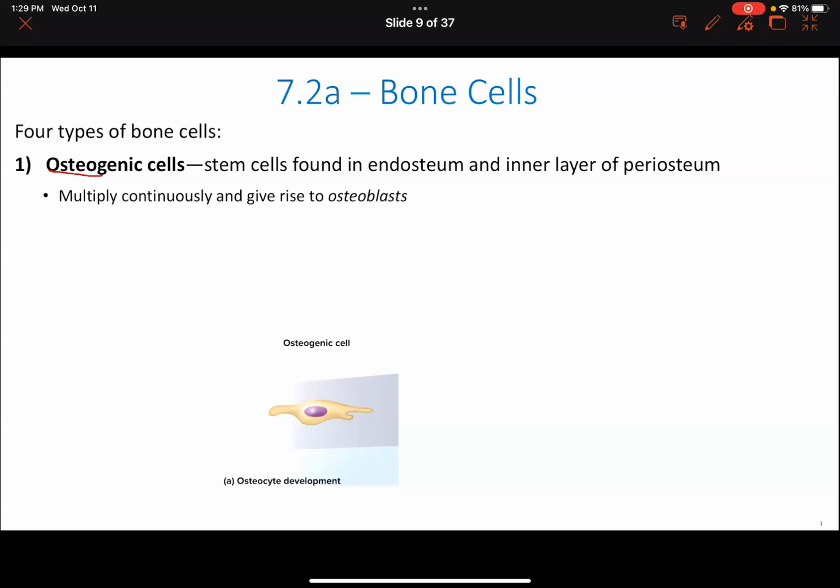So these stem cells, because they're stem cells, are going to give rise to the osteoblasts. They multiply continuously and give rise to osteoblasts, which is what stem cells do. They're going to be the progenitor cells for all of our main cells throughout our body in different tissues.